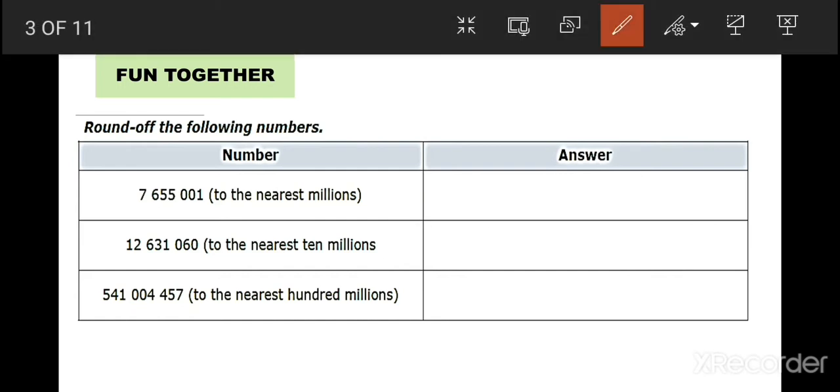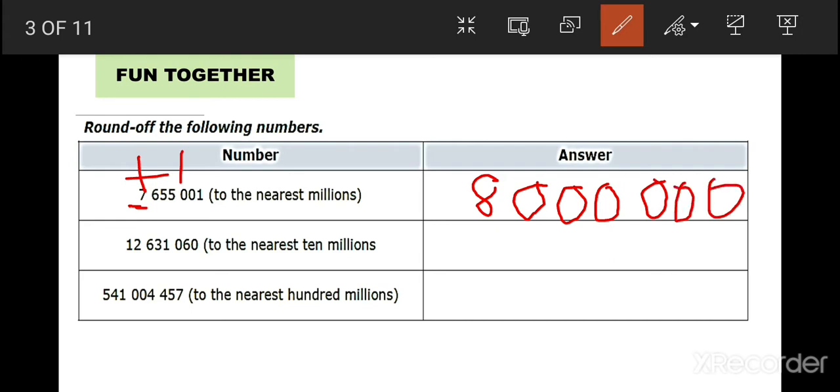All you have to do is to underline first where the millions is. So it's here, it's the 7, right? What is the number to its right? It's 6. And 6, is it round up or round down? It's round up. So what happens to 7? We add 1. So 7 plus 1 becomes 8. And then all you have to do is to make all the numbers to its right into 0. So the answer is 8 million.